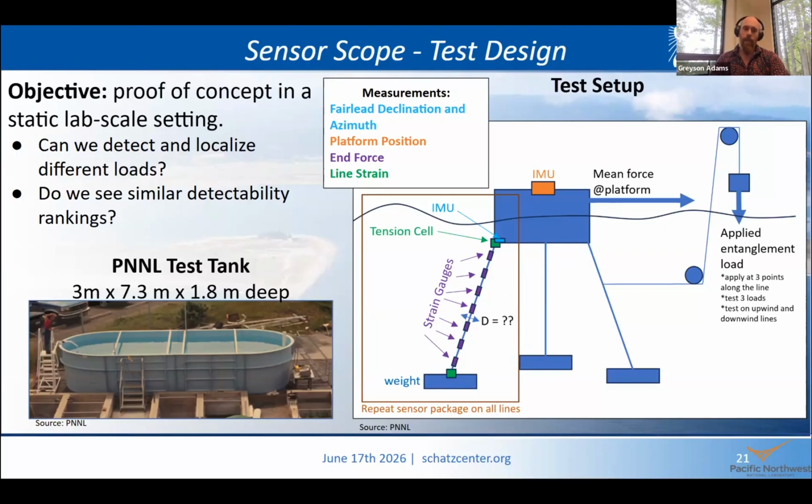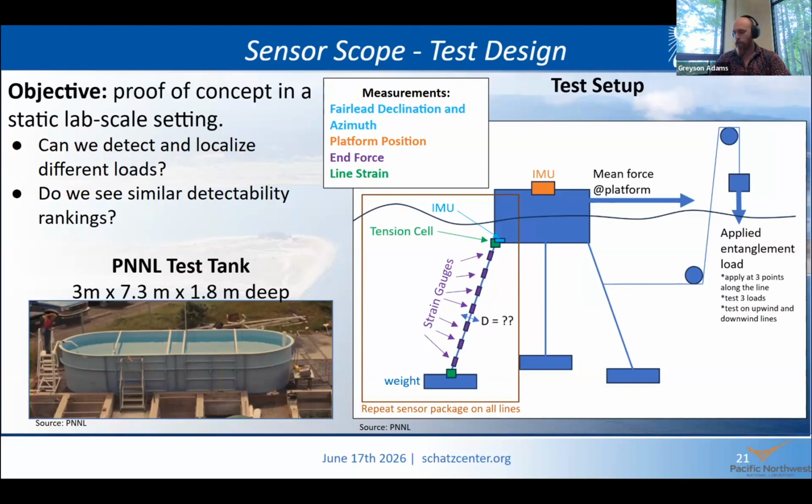So the question here is, can we detect and localize different loads using this sensor system? And do we see similar detectability rankings from the types of outputs that we're seeing in our simulation modeling? Another thing to note here briefly is that scaling is an incredibly important factor. And this is something that's pretty common in the offshore and marine engineering environment. But for our purposes, we're going from an average depth of 800 meters or so to a test tank of 1.8 meters, of which we can't even really use the full 1.8 meters. And so geometric scaling here is a real challenge.